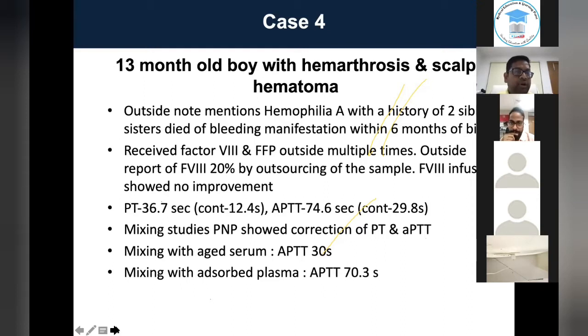And for your awareness, adsorbed plasma usually adsorbs all vitamin K dependent factors. What are they? 2, 7, 9, 10. Correct?